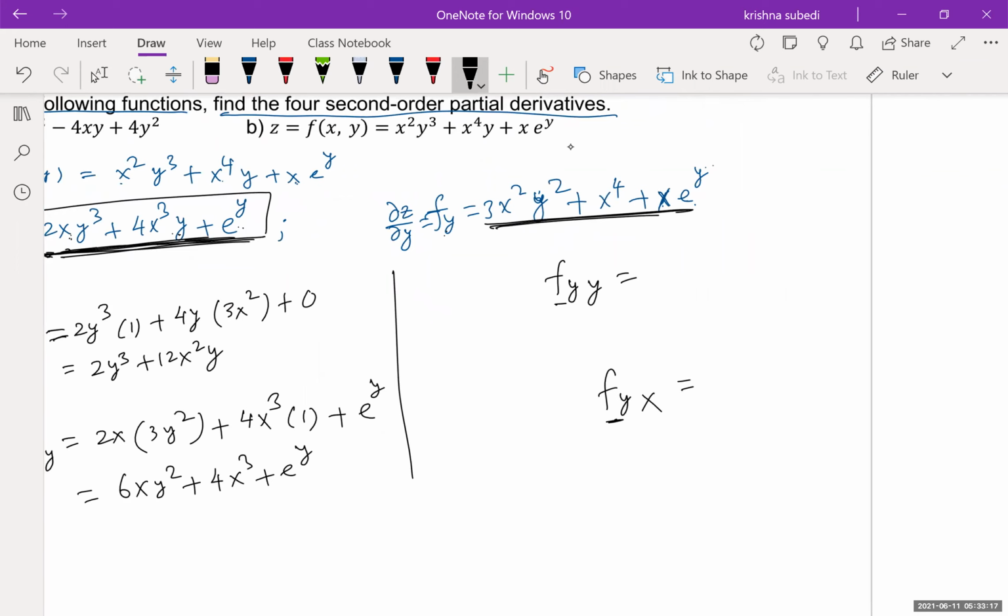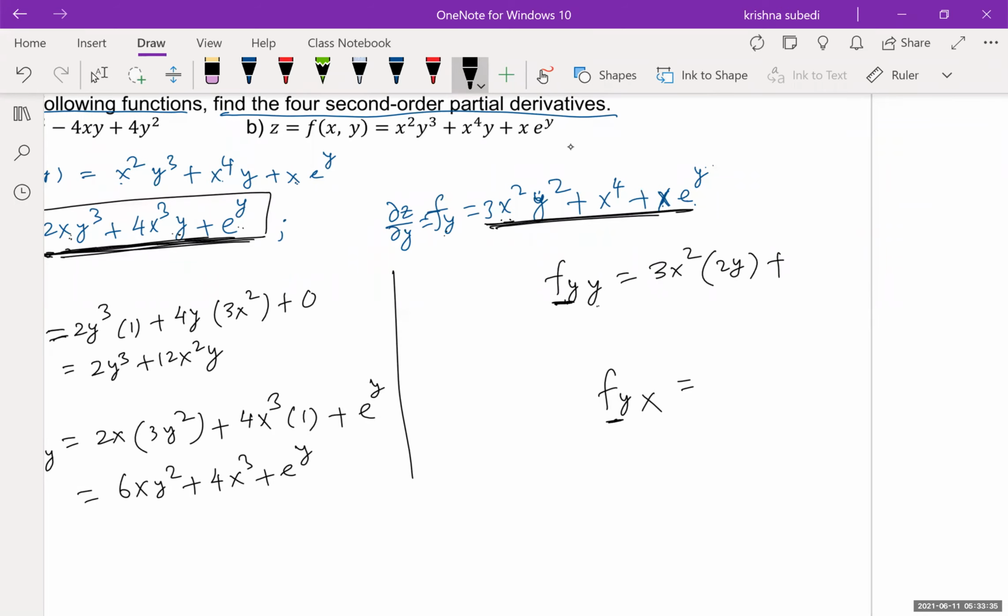In this case, f sub y is already there. So we differentiate that with respect to y, which means y is our variable and x is constant. So 3x squared is constant, let me copy it as it is. The derivative of y squared is 2y.